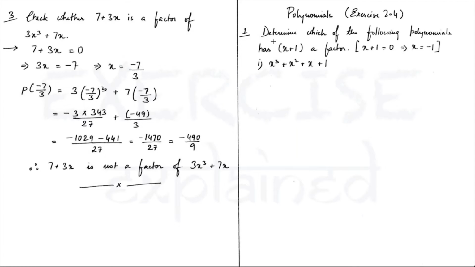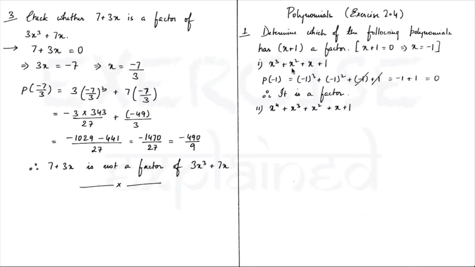First, we will equate this x plus 1 to 0. So what we get is x plus 1 is equal to 0. I take 1 to the other side and we get x is equal to minus 1. Now I substitute this minus 1 in this equation and I get minus 1 cube plus minus 1 square plus minus 1 plus 1. So I get minus 1 plus 1, that is equal to 0. Since we have got p of x is equal to 0, that means it is a factor.